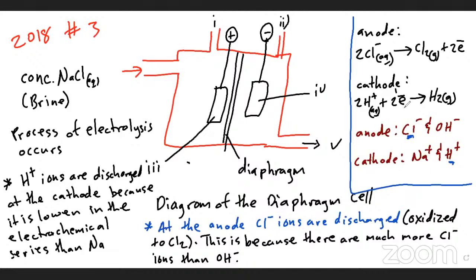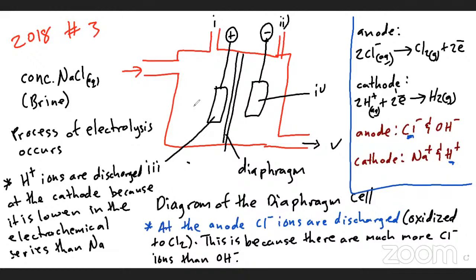Excuse me, sir. I have to ask, for the anode and cathode, why is it that the chlorine and the hydroxide were placed as parts of the anode, while the sodium and hydrogen are placed as parts of the cathode?